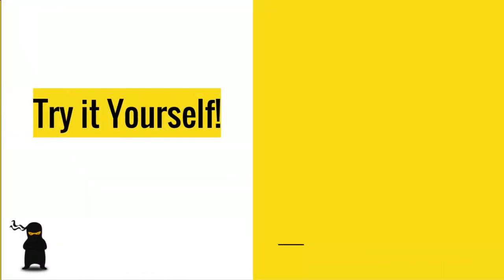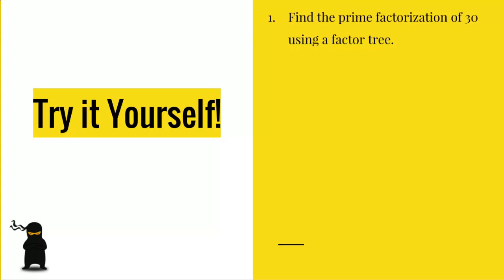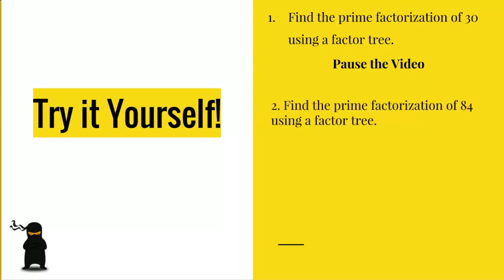Now let's try it yourself. Remember, if you're using a whiteboard, don't erase your answer during this because you'll use it later. First, find the prime factorization of 30 using a factor tree. Next, find the prime factorization of 84 using a factor tree.